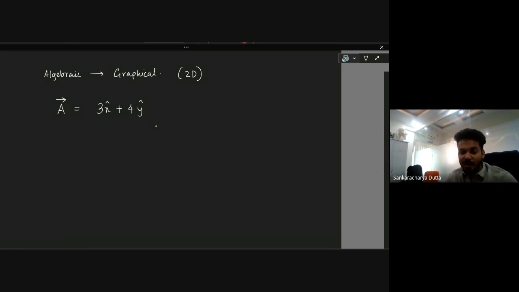Because when you say 3x cap and 4y cap, I essentially mean that I have to travel 3 meters along the x-axis, and then I have to travel 4 meters perpendicular to it in the y direction. So if anyone asks you, what is the length of the original vector right here? Well, you're going to use the Pythagoras theorem.